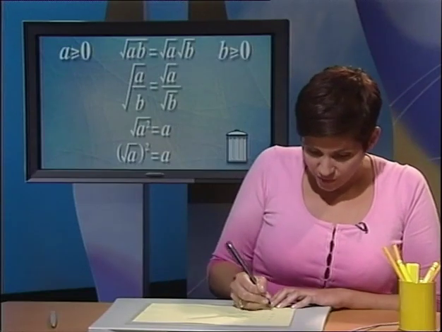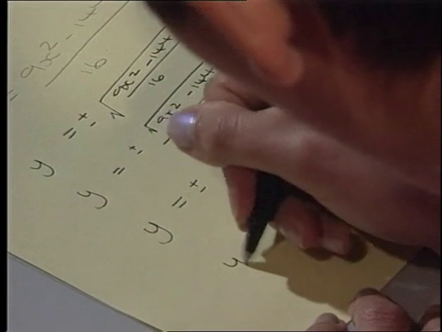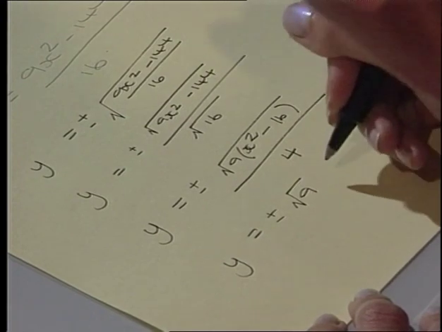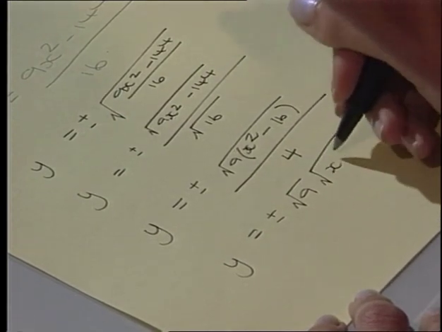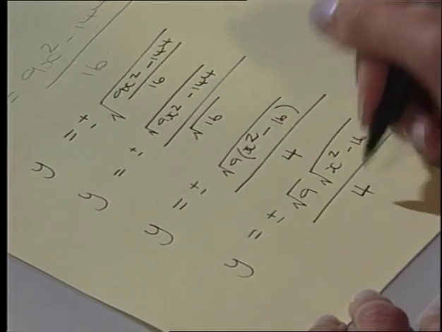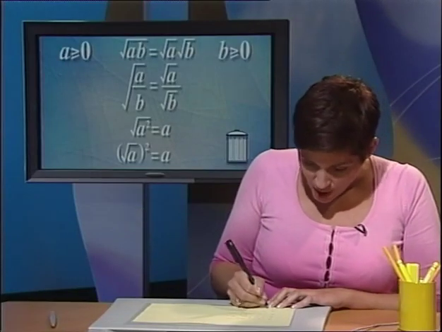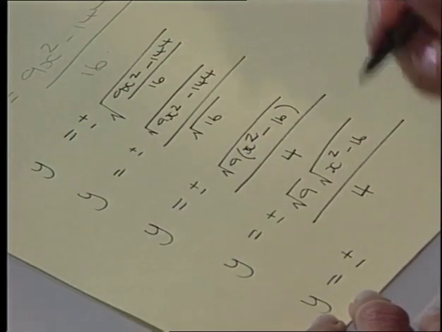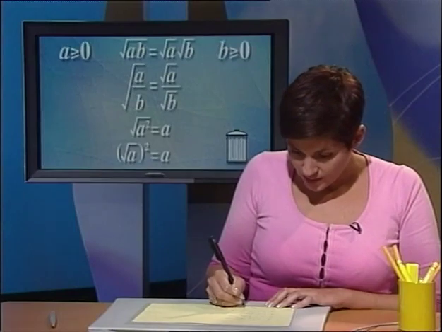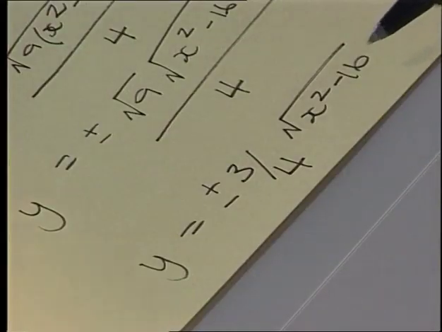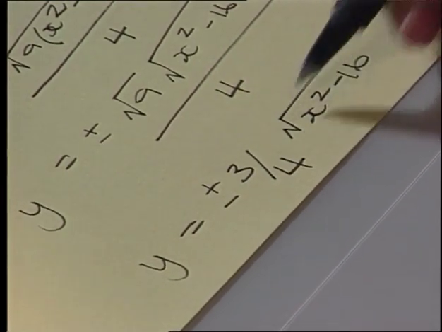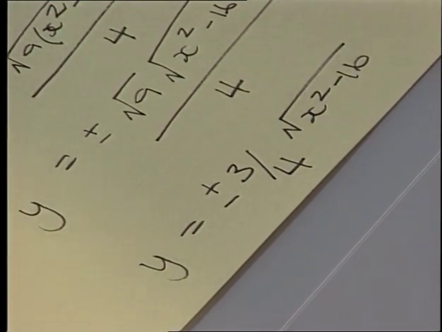So that gives me, using Alan's first rule, y equals plus or minus the square root of 9 times the square root of x squared minus 16, all over 4. Nearly there. So y equals plus or minus the square root of 9 is 3, so that's 3/4 times the square root of x squared minus 16. So y equals plus or minus 3/4 times the square root of x squared minus 16.